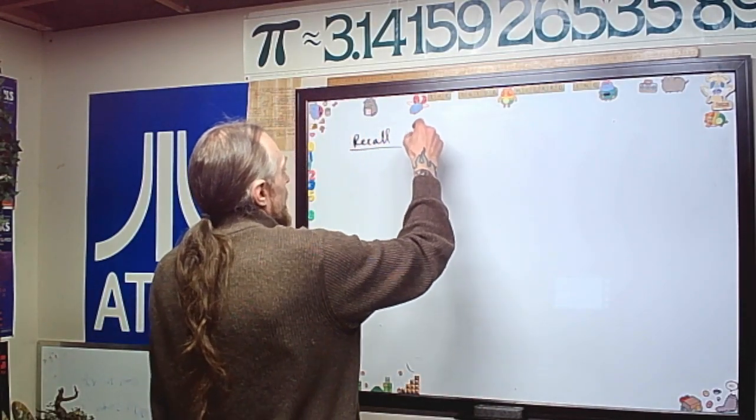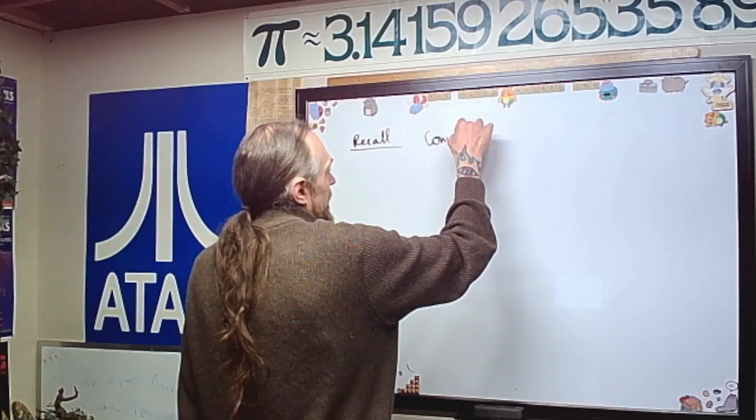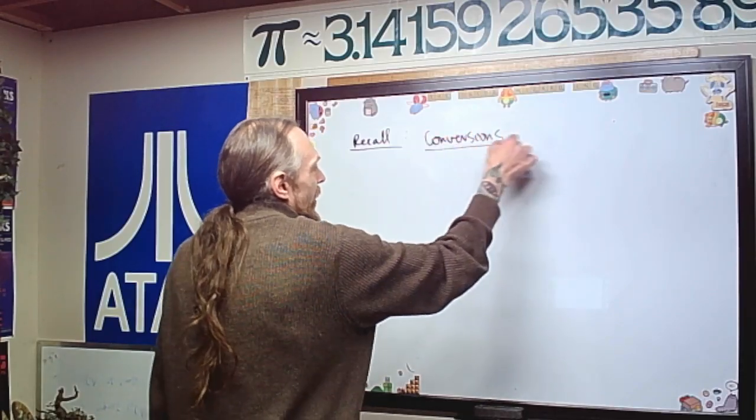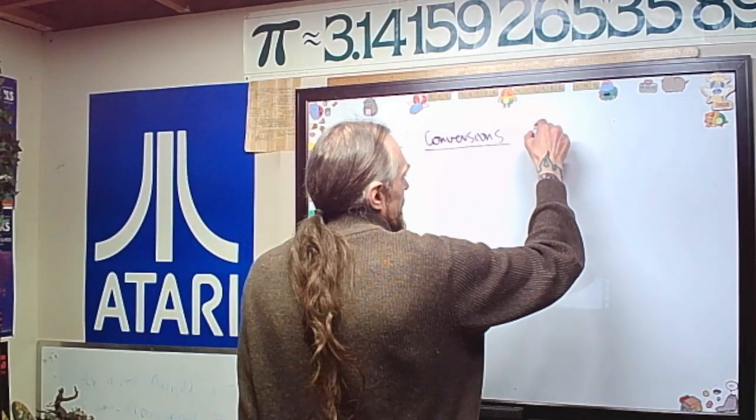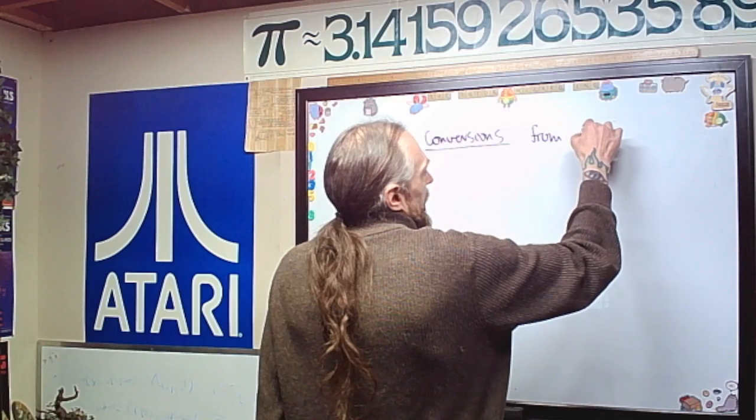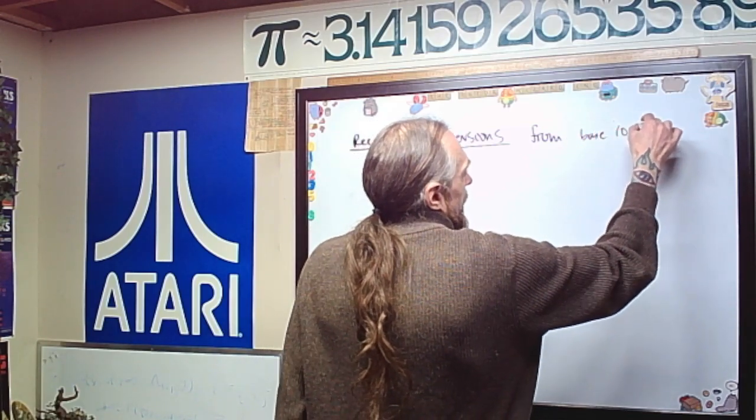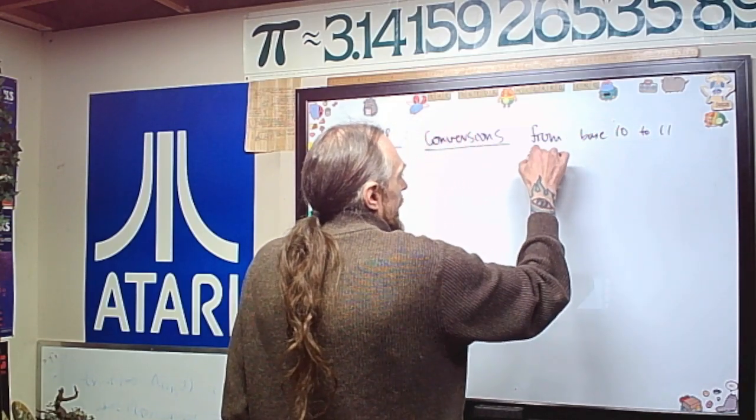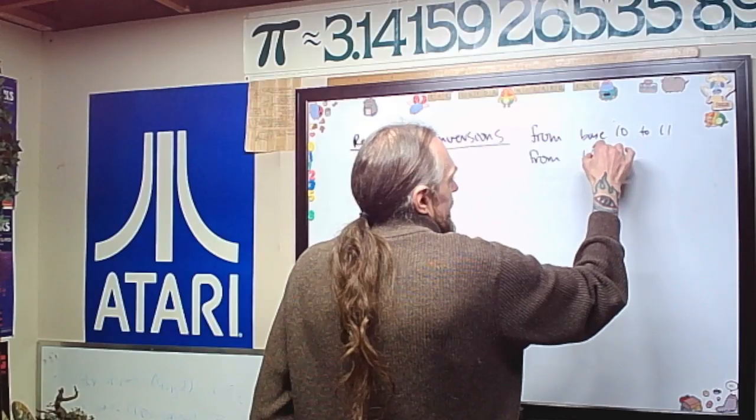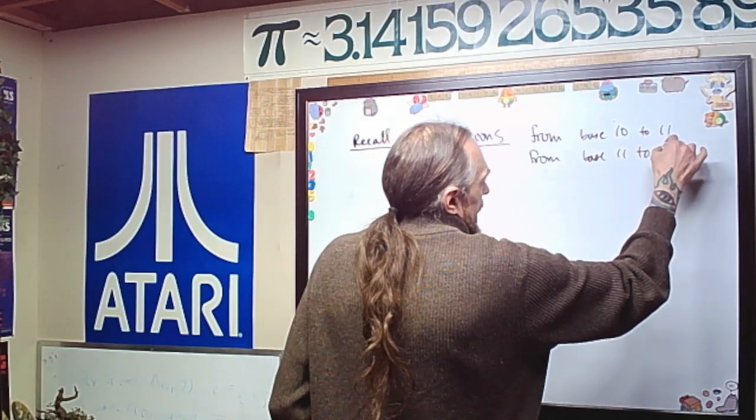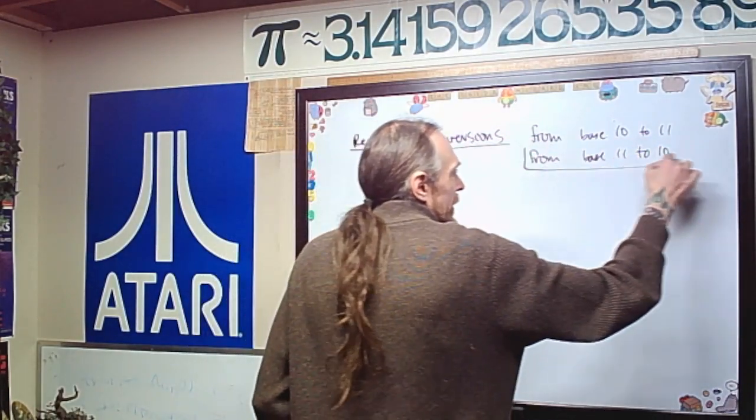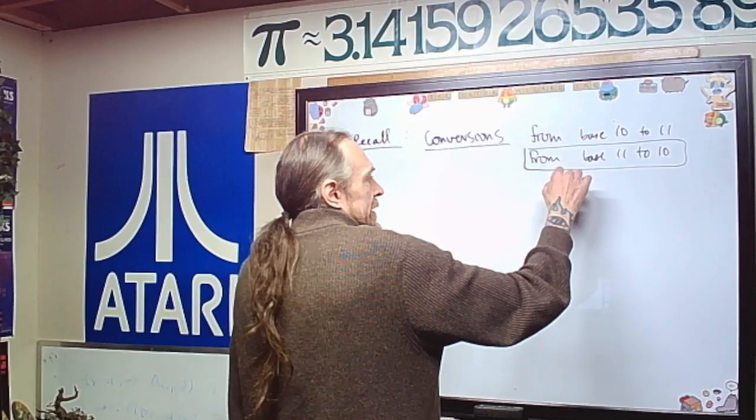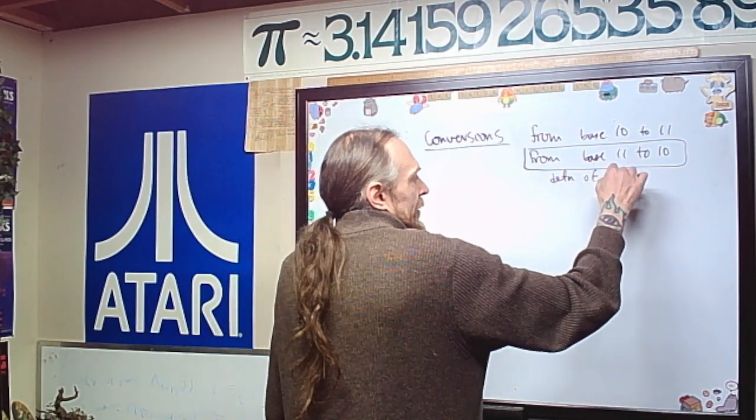So, conversions. Edit all that crap out. We're going to do conversions, this time from base 10 to 11, and then vice versa, base 11 to 10. This one is the easy one. This one we use the definition of a numeration system.